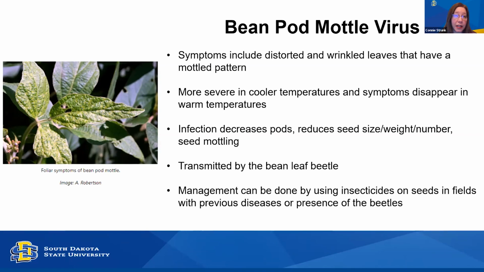So you'll see instead of that nice little intact hilum, it's going to kind of spread and be dark brown, black, all depending on the cultivar and how it responds. Again, management for BPMV is done by using the insecticide early on in fields, especially if you've had a history of BPMV or the bean leaf beetles. If you're seeing high presence out there is when we want to look at controlling them, but we'll learn more about insect control tomorrow.